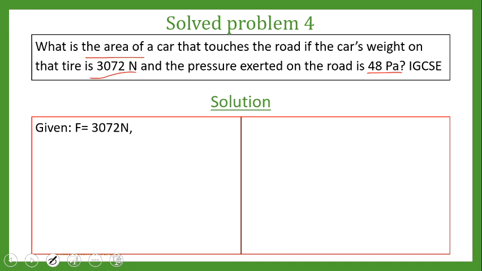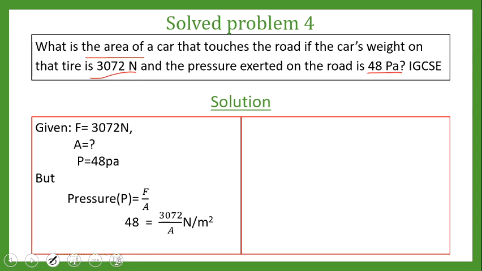Force equals 3,072 Newton. And the area is given to us as what? Unknown. We don't know the value of area in this question. And the value of pressure is 48 Pascal. Now, remember that pressure is given by the formula force over area. Then substituting the parameters, pressure is 48 equals 3,072 divided by area. If you cross multiply, you are going to have 48A equals 3,072.